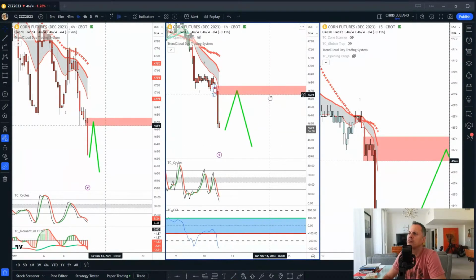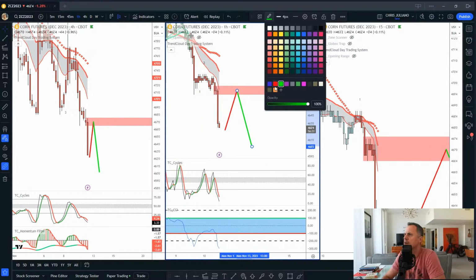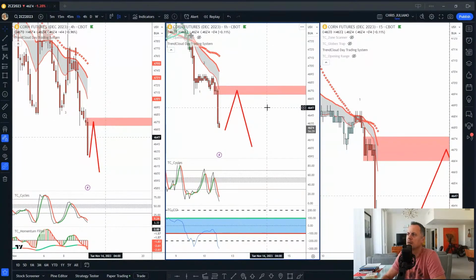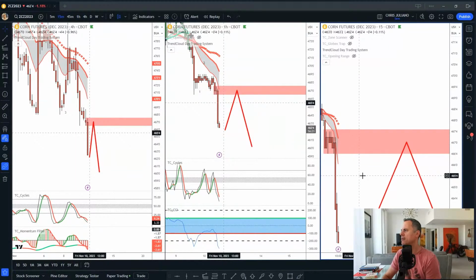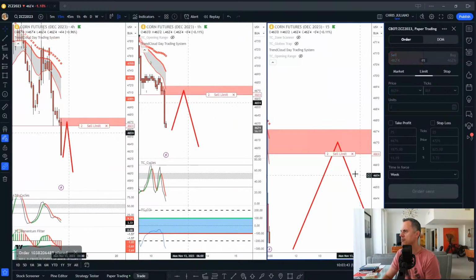That is all we could do, is read the chart. But doesn't that look so much clearer? That is so clear. We've got to set that up.